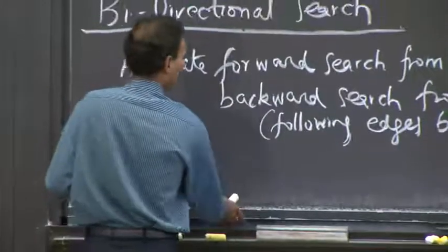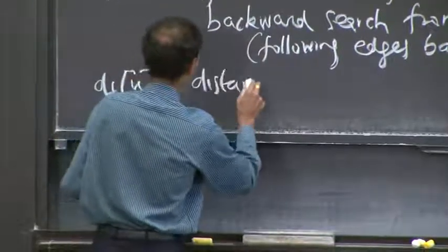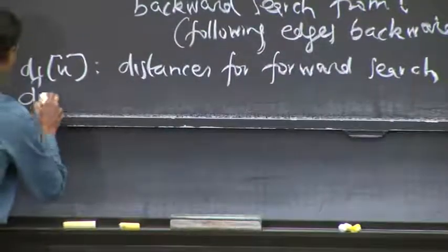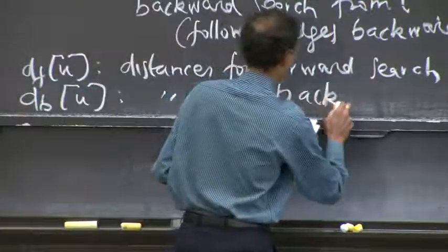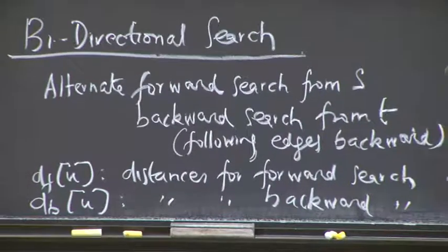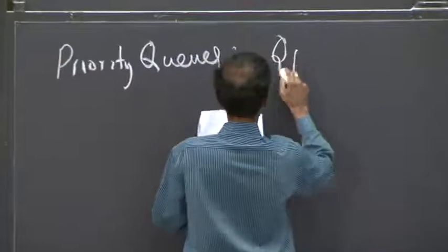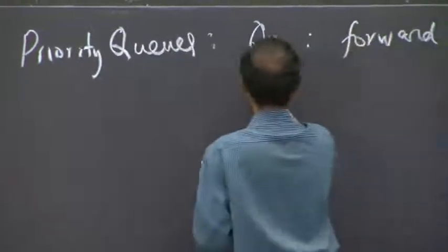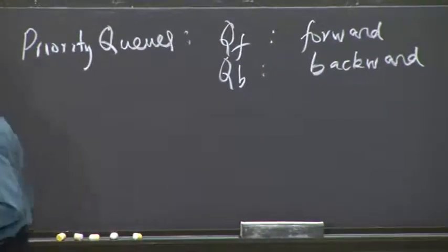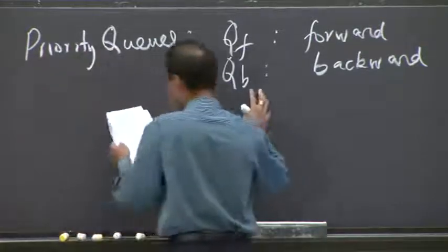So let me put down all of the specifics associated with these data structures. D_F of U corresponds to the distances for the forward search, and D_B of U corresponds to the distances for the backward search. Okay? And of course, we're going to have priority queues, plural, Q_F corresponding to the forward search, and Q_B corresponding to the backward search. And in initialize, as I said before, we're going to initialize D_F of S to be 0 and D_B of T equals 0. And then everything else, the D_F's and the D_B's, are going to be infinity. All right? OK, great. So that's what we have here.